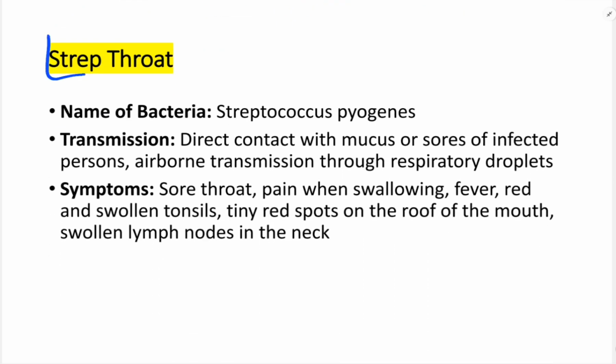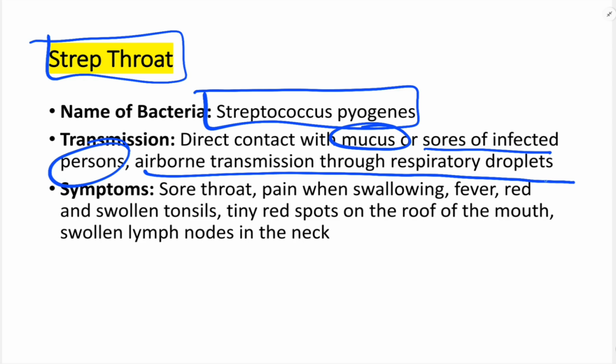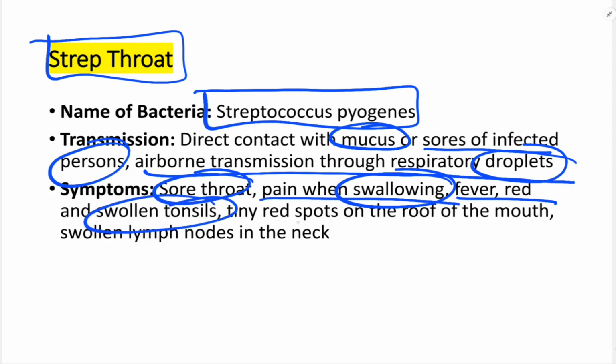Next one, strep throat. It is caused by Streptococcus pyogenes. It transmits through direct contact with mucus or saliva of infected persons, or airborne transmission through respiratory droplets. And the symptoms are sore throat, pain when swallowing, fever, red and swollen tonsils, tiny red spots on the roof of the mouth, and swollen lymph nodes in the neck. These are the symptoms.